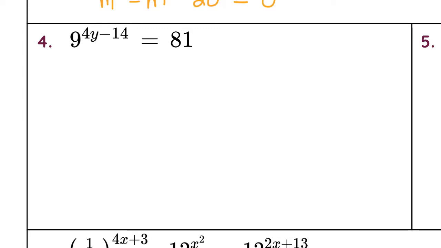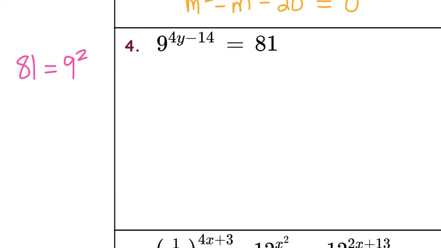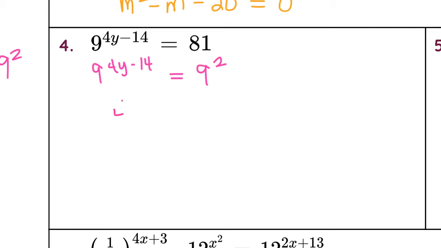So what you need to try to do is see if you can make them have the same base. So right now, 9 is a base here, 81 is a base here. Is there any way that I could make them have the same base? Well, yes, there is. So I'm going to write this off to the side. 81 is a perfect square. It's just the same thing as 9 to the second power. So if I write it that way, then they'll have the same base. So I could rewrite this as 9 to the 4y minus 14 power is equal to 9 to the second power. Now that they have the same base, I can use the one-to-one property and only look at the exponents.